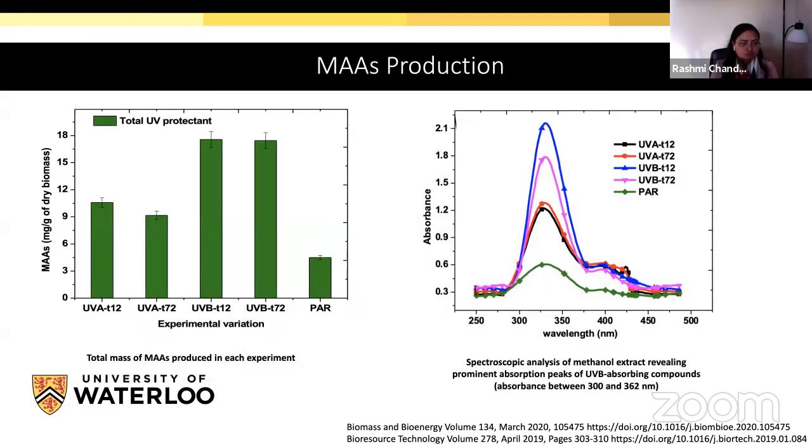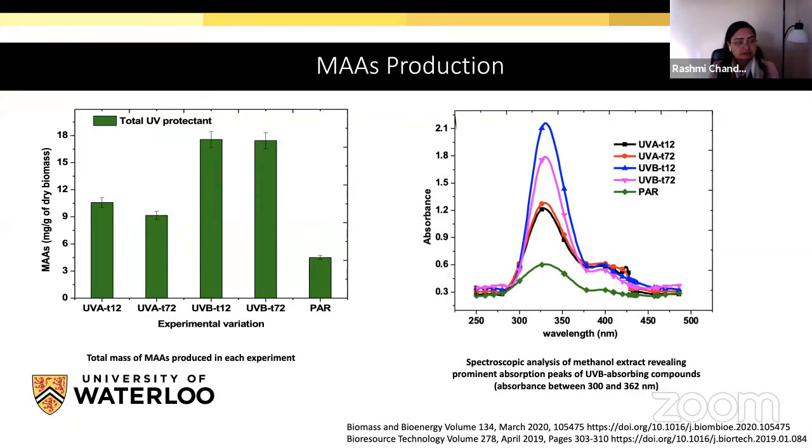So when we come to the production of it, we can easily say UVB showed the highest production of MAAs irrespective of the time, because 12 hours and 72 hours both give a higher UVB productivity rate. UVA has slightly less MAA production because UVA has lesser energy than UVB. So we can say the more the energy of the UVB intense radiation, the higher the MAA productivity.